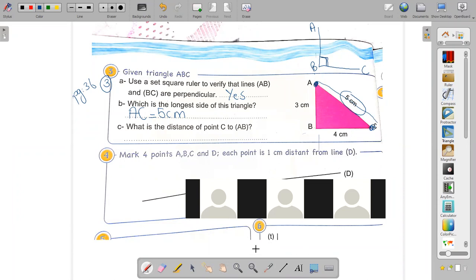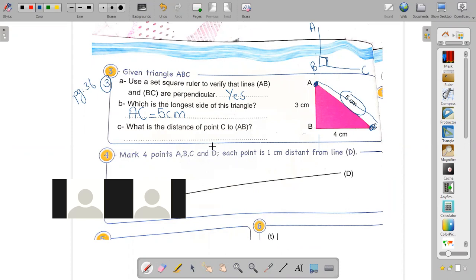Three sides. What is the distance, I mean the shortest distance, from the point C, from this point, to which line? To line AB. Okay, let's draw again the line AB. This is the line AB. Did you see the line AB? Yes. This is the line AB. Draw it, please, on your math book.